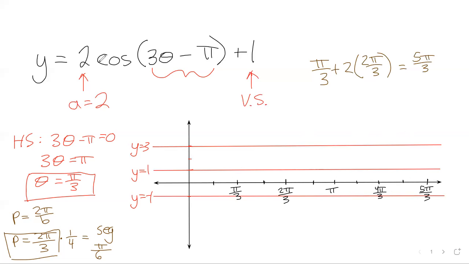And last thing, this is cosine, and it's positive. Cosine starts at the amplitude, and since this is positive, this graph is going to start at the top. So our starting point is at pi over 3, and it's going to start at the top amplitude line. And then like every other sine and cosine graph, every segment, it's either going to go amplitude to midline or midline to amplitude.